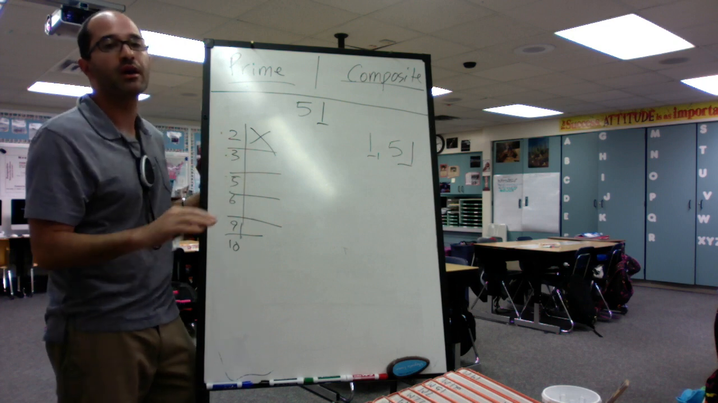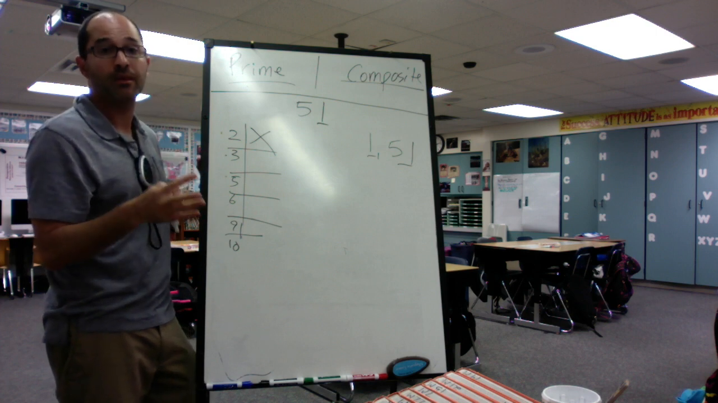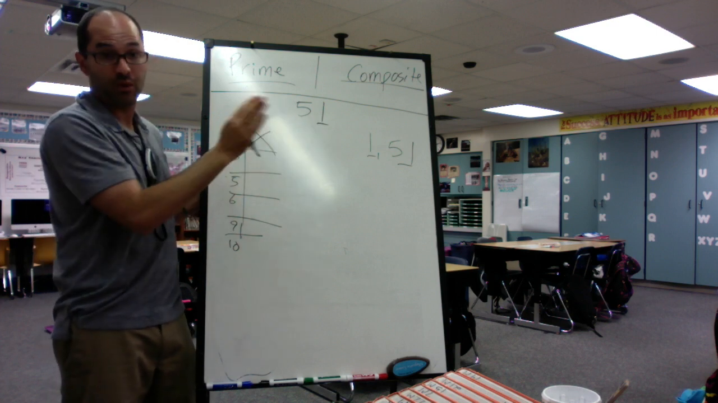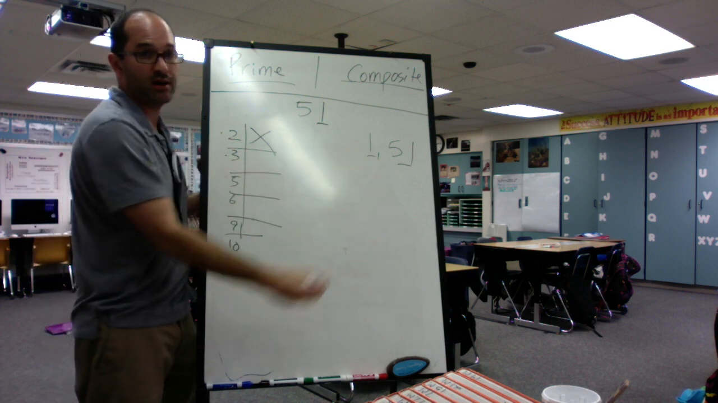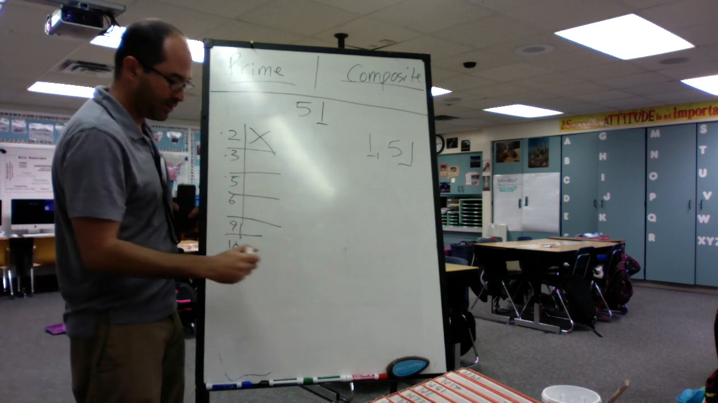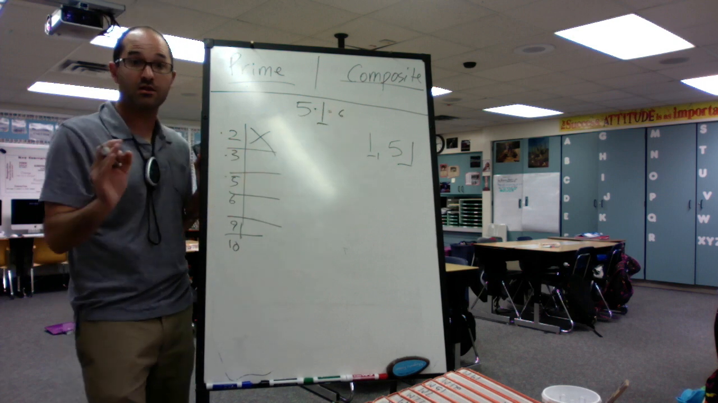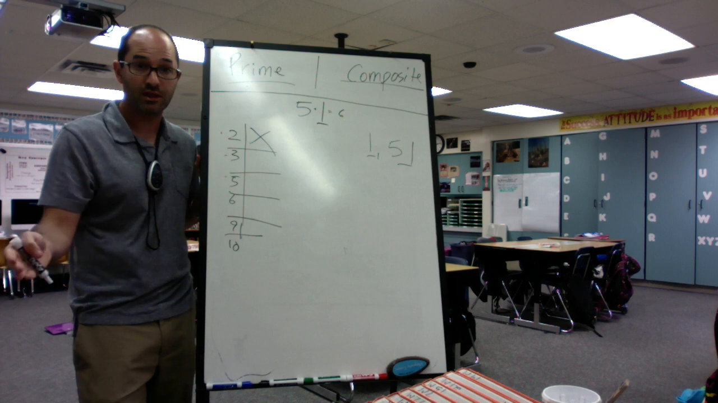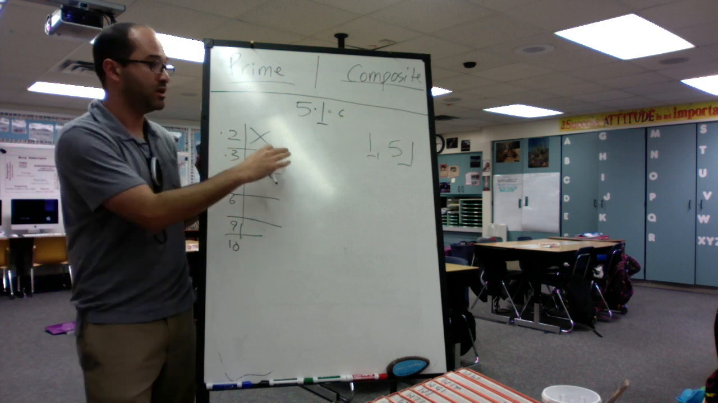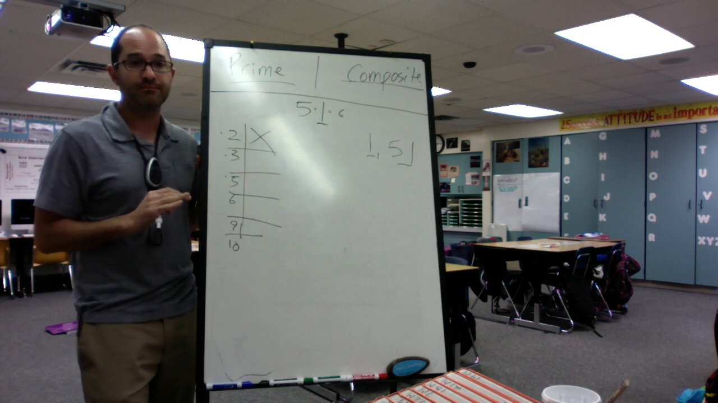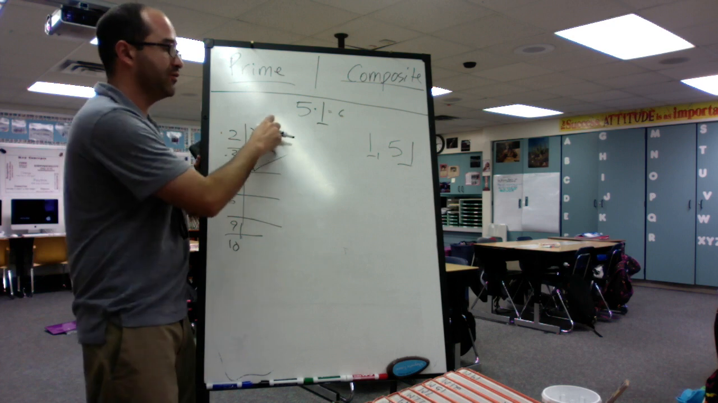Let's look at 3. The rule for 3 is if you add the digits up, and that sum is divisible by 3, then the number itself, 51, would be divisible by 3. If it's divisible by 3, then 3 would become a factor. Let's add the digits up. 5 plus 1 equals 6. And 6 is divisible by 3 because 3 times 2 is 6. 6 divided by 3 is 2. Boom. 6 is divisible by 3. So 3 is a factor of 51.